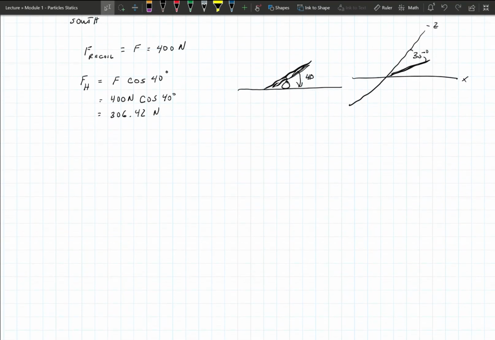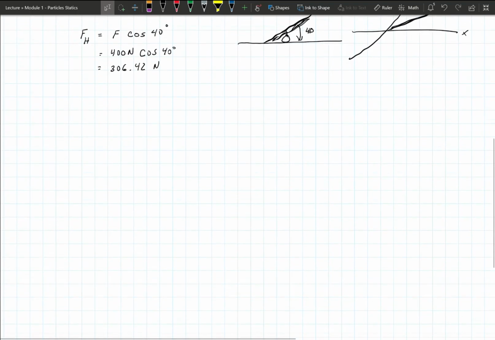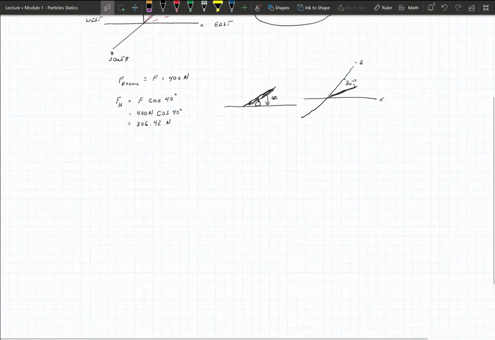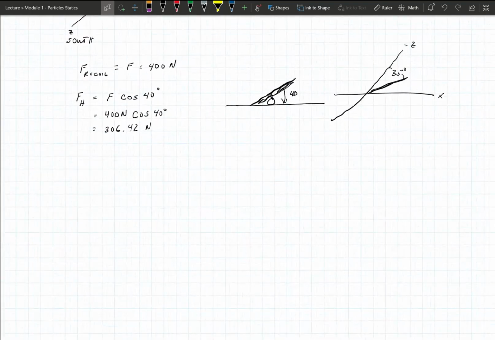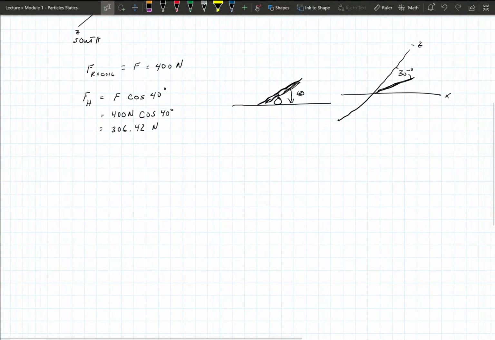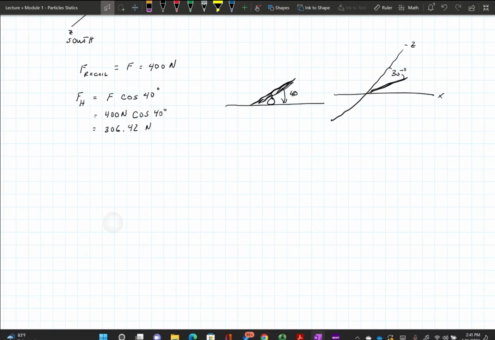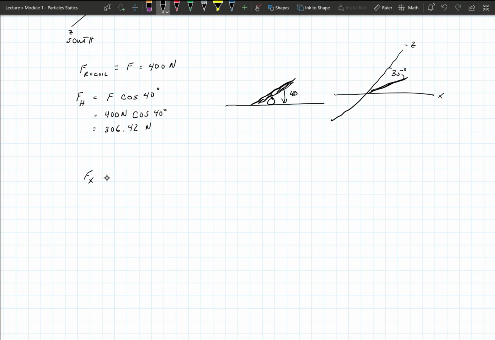Make our life ever so much simpler in the process of doing this. Okay, so keep that in mind. You can, I don't want to say cheat the system, but you can game the coordinate system to make your life really simple. Okay, all right, so the component of F of x is equal to negative F of h. Whoops, that's an h, not an x.